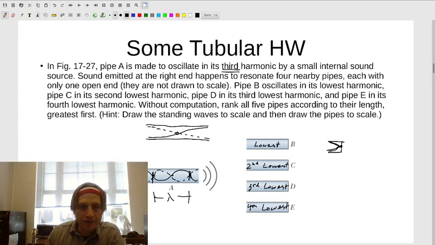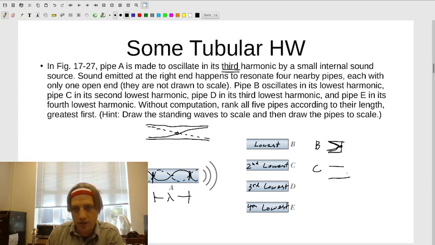On the other hand, for the second lowest, we'd have to have one more node. So instead of being that short, so there's my B, there's my C, I'm going to have a node there, but I'm not changing the wavelength here. I'm keeping the wavelength the same because it's the wave from this source that's causing this resonance, and so C will have to be longer in order for that to occur.